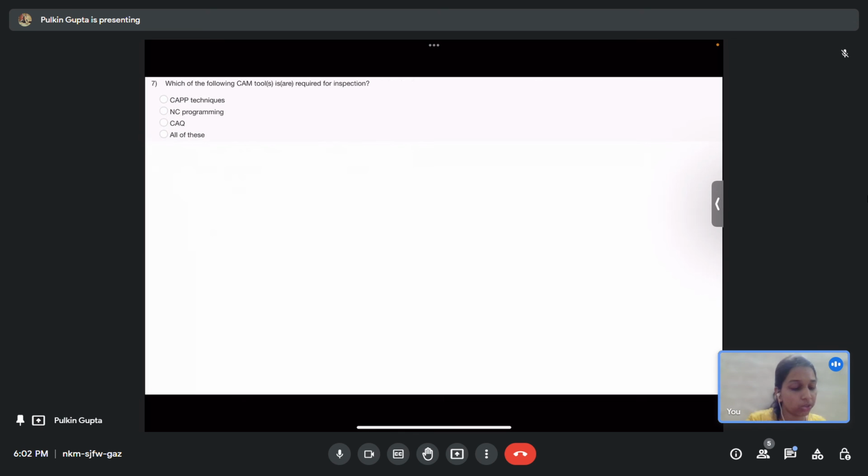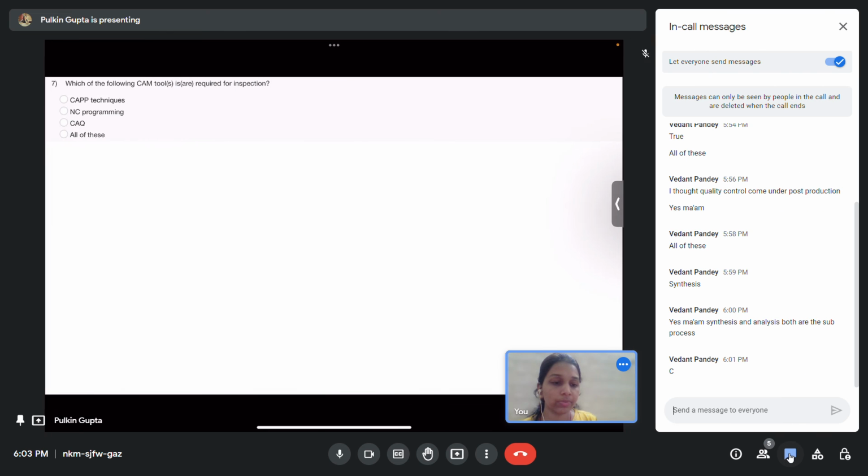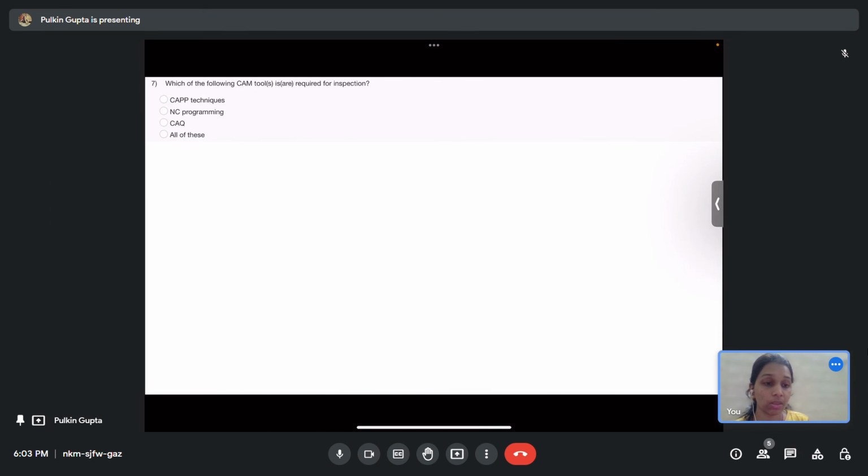So next question, which of the following CAM tools is or are required for inspection? CAPP techniques, NC programming, CAQ, or all of these? Mr. Vedant? So as we are moving ahead, the questions are becoming a bit trickier.